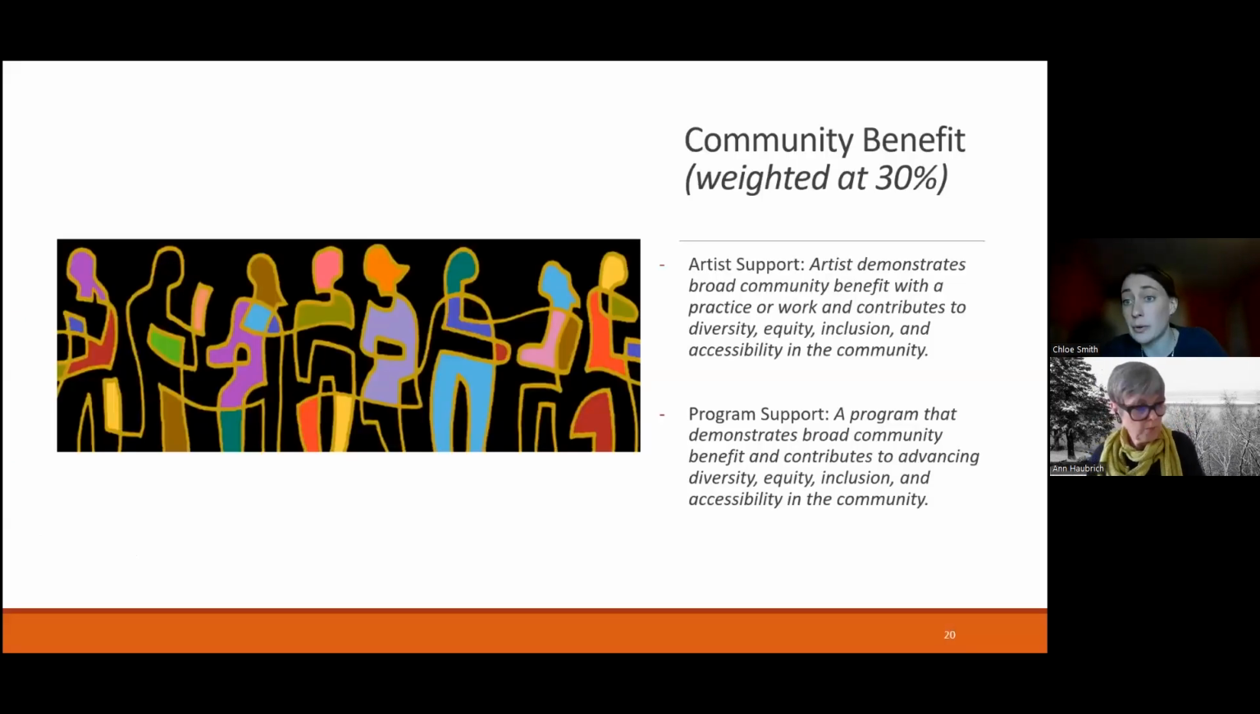Our second review criteria is community benefit, which will be weighted at 30%. For artist support, this means an artist that demonstrates broad community benefit with a practice or work and contributes to diversity, equity, inclusion, and accessibility in the community. For program support, this means a program that demonstrates broad community benefit and contributes to advancing diversity, equity, inclusion, and accessibility in the community.